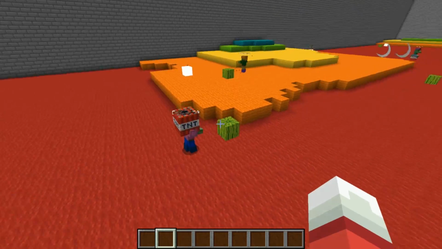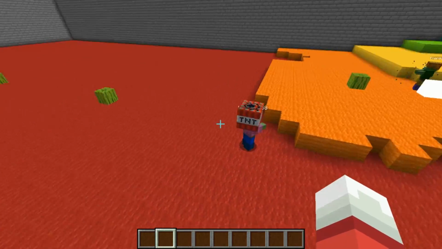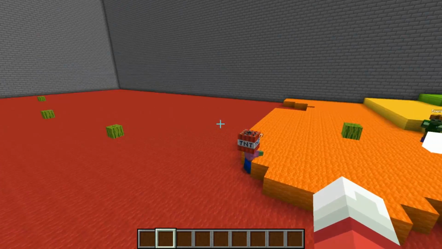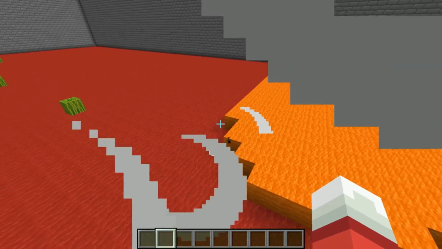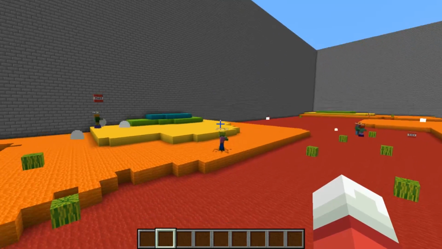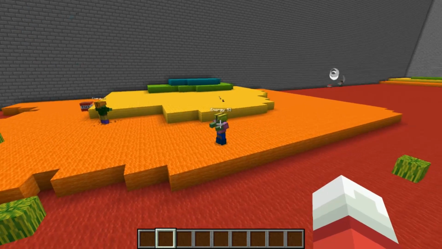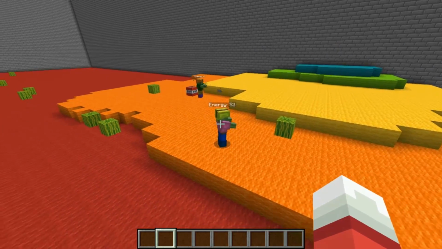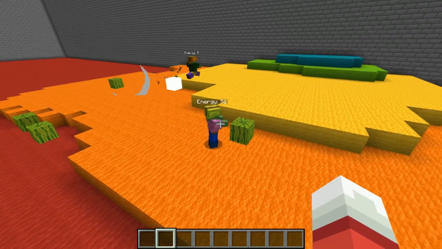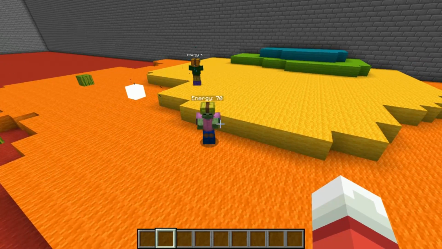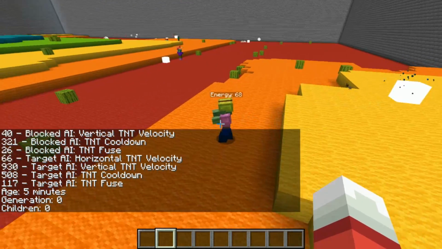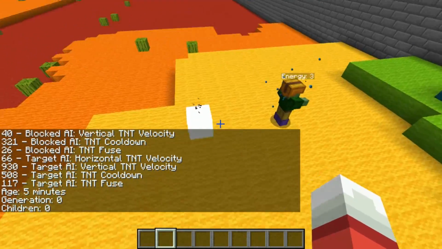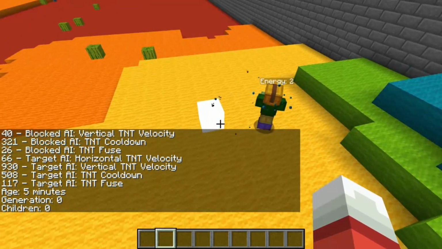Then the TNT cooldown is the frequency or the period of spitting out those TNTs. And then the last one, TNT fuse, is the duration from the time the TNT spawns until it explodes. Normal TNT in a normal Minecraft world has a fuse of 4 seconds. In this case, this one has a really short fuse. This one has a much longer fuse. You can see that TNT is lasting quite a while.